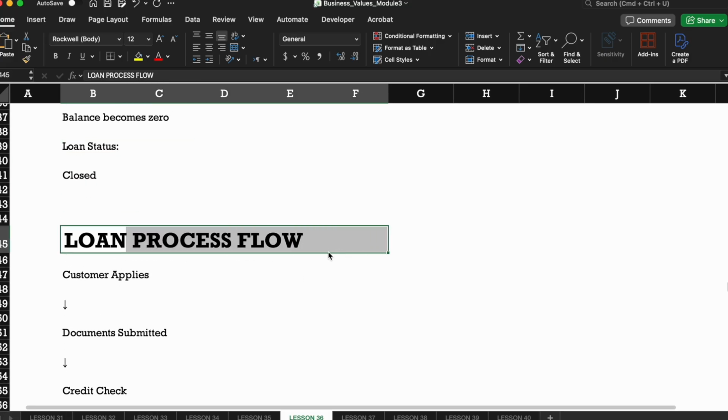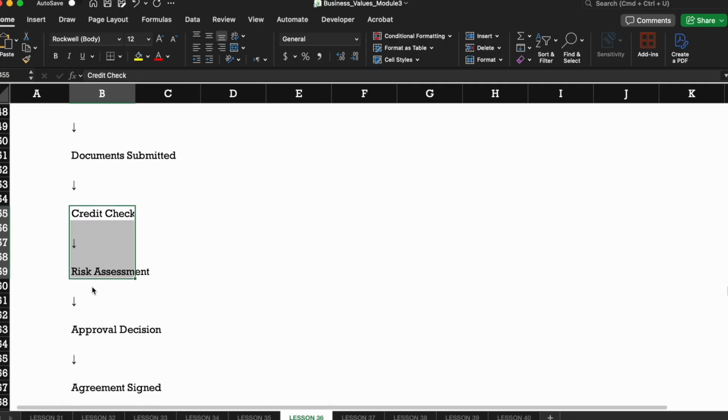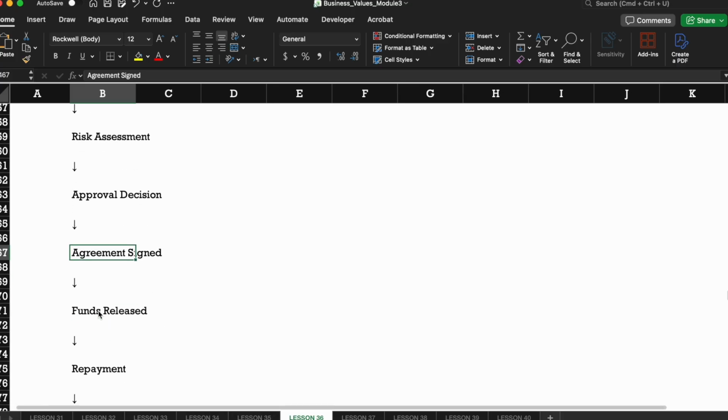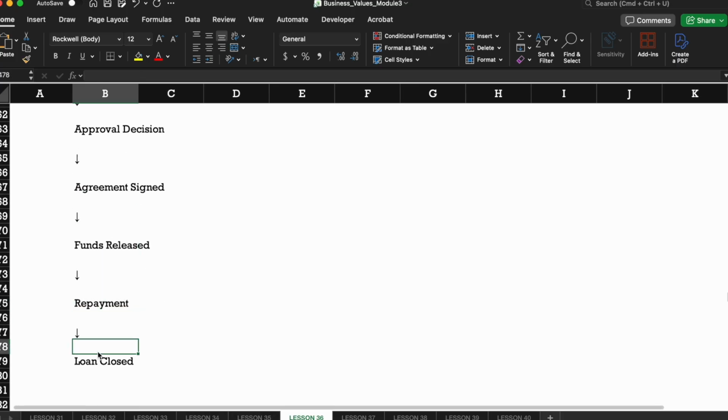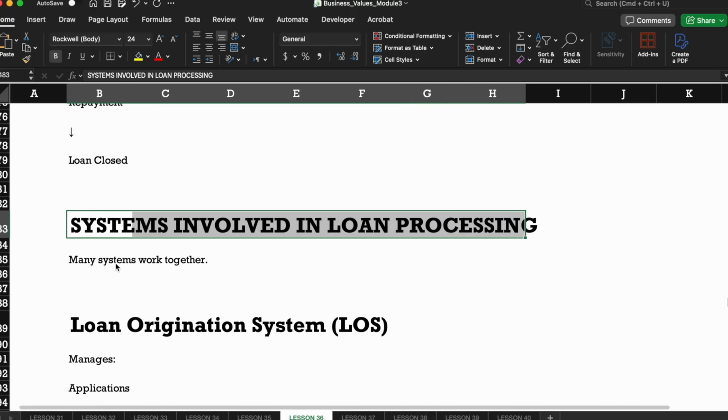Loan process flow: customer applies, documents submitted, credit check, risk assessment, approval decision, agreement signed, funds released, repayment, loan closed. The systems involved in loan processing: many systems work together.